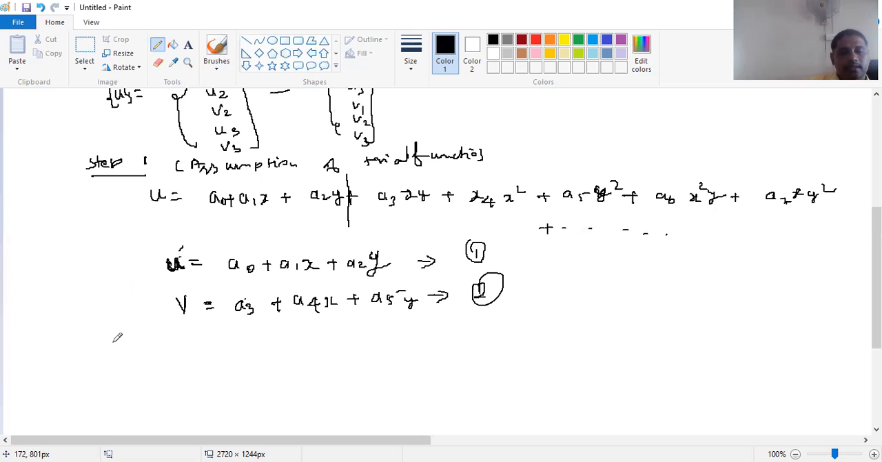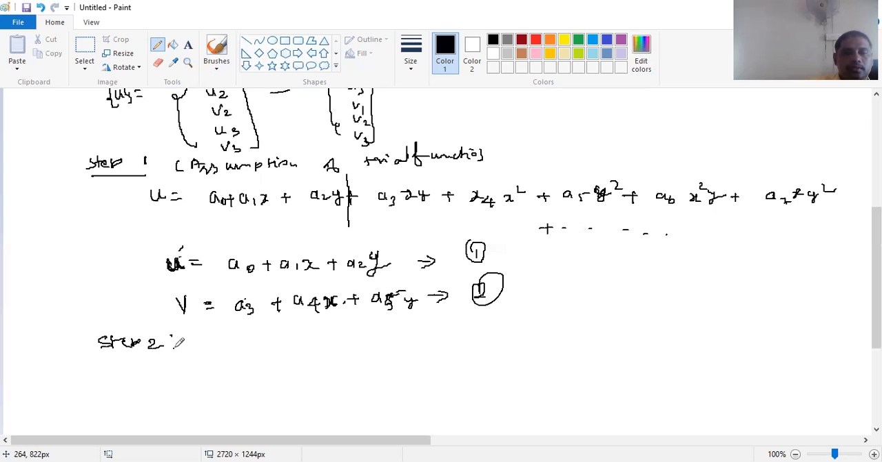Now we need to apply step number 2. Don't forget this: you have to choose depending upon the number of degrees of freedom. Here in x direction we'll be having 3 degrees of freedom, and in y direction again 3 degrees of freedom. So totally the number of degrees of freedom and number of terms here will be 6.